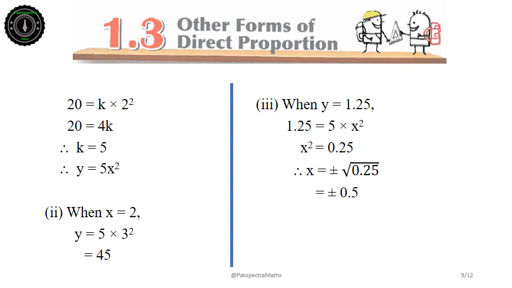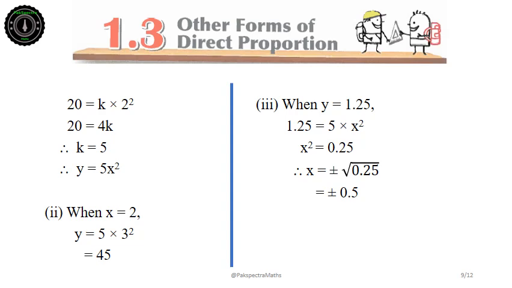So that means we have the actual relationship, by getting the value of k equal to 5, which is y equal to 5x square. So for the second part, where we need to calculate y given the value of x equal to 3, we can easily find that y is equal to 45. So we can calculate in the third part the value of x, where we are given y equal to 1.25. So we put that y equal to 1.25 in the equation y is equal to 5x square.